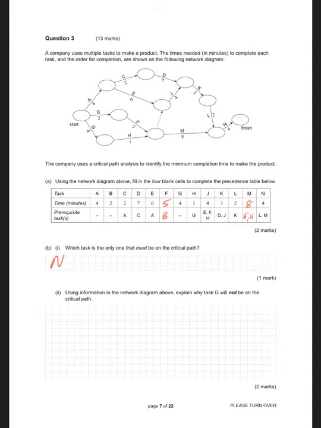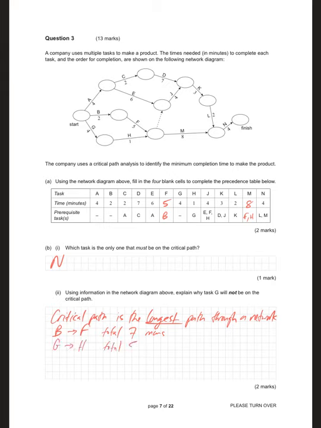N. Using the info on the network diagram, explain why task G will not be on the critical path. Well, the only reason why something's not going to be in the critical path is it's not going to be the longest way. So critical path is the longest path through a network. B and F total 7 mins. G and H total 5 mins.